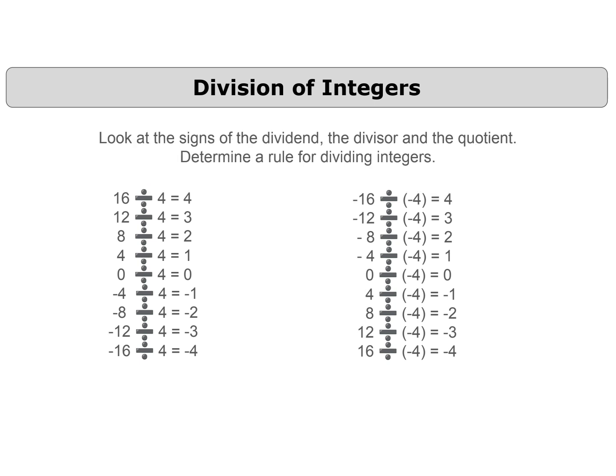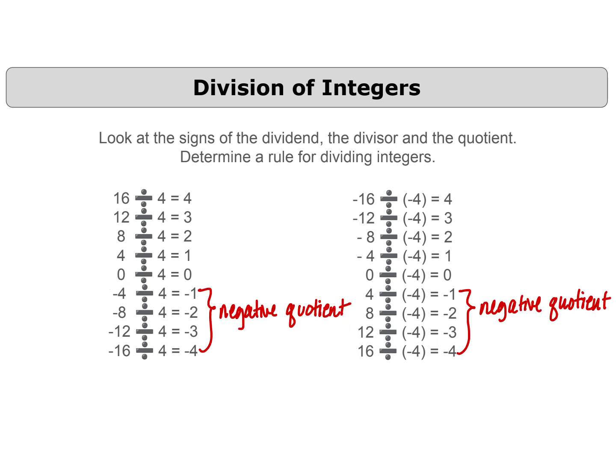Look at the sign of the dividend, the divisor, and the quotient and determine a rule for dividing integers. It looks like when the dividend and the divisor have the same signs, both are positive or both are negative, we have a positive quotient. When the dividend and the divisor have unlike signs, the quotient is negative.